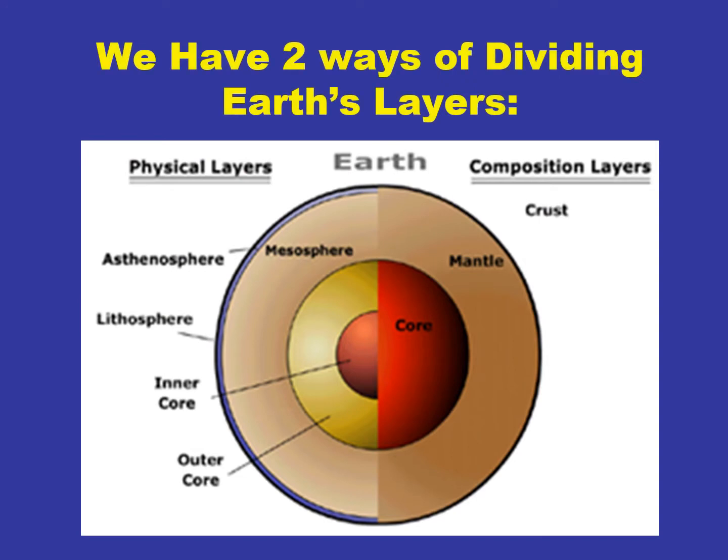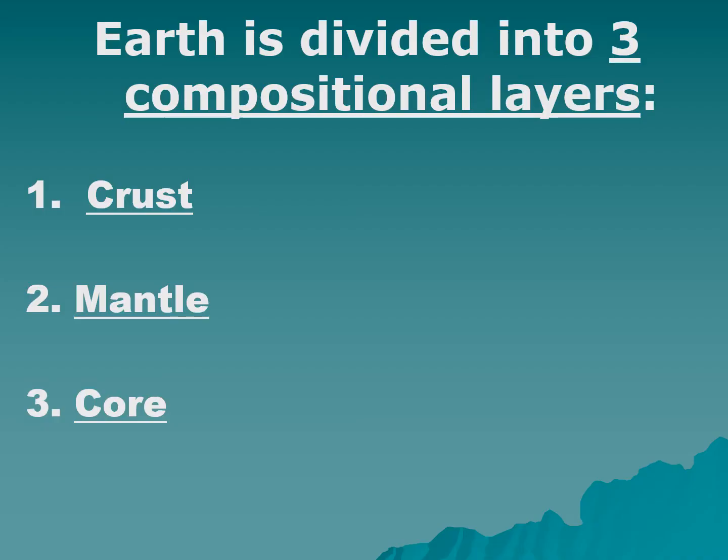In science, we have two ways of dividing the Earth's layers. We have the physical layers, the lithosphere, the asthenosphere, the mesosphere, the outer core, and the inner core. And we have the compositional layers, which comprise the crust, the mantle, and the core. Let's start by taking a closer look at the compositional layers.